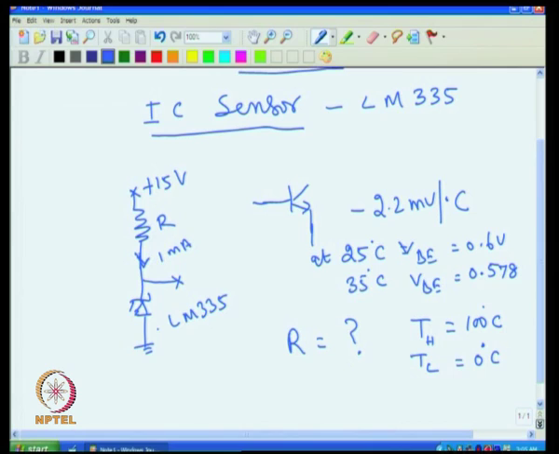Now, if you look at the data sheet of this LM335, it says that the voltage across this Zener is 10 millivolt per degree K. For example, at 0 degree C, the voltage across the sensor will be 2.73 volt.